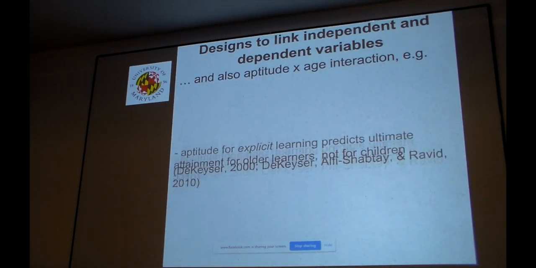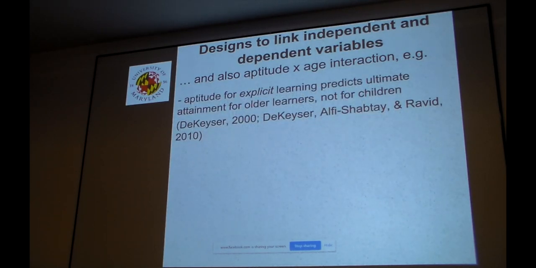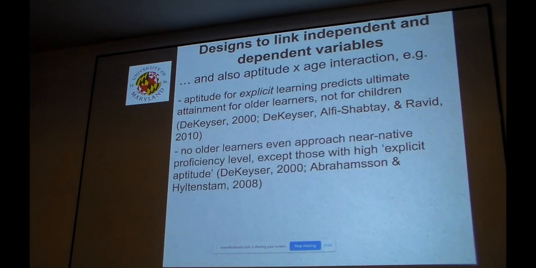There are also aptitude by age interactions, something I have been particularly interested in. Summarizing in one sentence, explicit aptitude seems more important for ultimate attainment for older learners and not for children. And maybe more importantly still, no older learners even approach near-native proficiency level unless they have high explicit aptitude. On that point, Abrahamsson and Hyltenstam replicated exactly what I found in the 2000 study, in their case with Swedish as a second language, in my case with Hungarian.